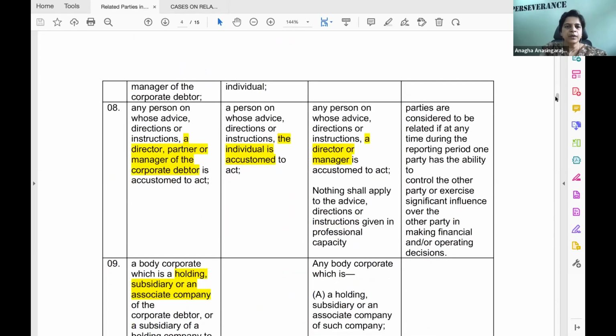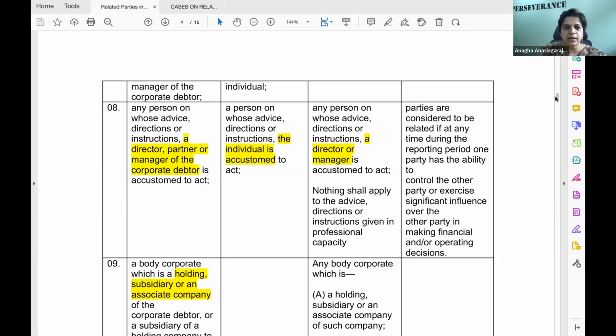Point number 8, any person on whose advice, directions or instructions a director, partner or manager of the corporate debtor is accustomed to act. Now, in this case, the person who is giving the instructions need not be on the board of the CD. He need not be even a shareholder of the CD or be related in that sense. But if we are able to show from the transactions that the directors, the partners or managers of the corporate debtor are acting on the instructions of this particular person. So that person may be an individual or a person as may be defined in the General Clauses Act. So it need not be an individual only, or it need not be a company.